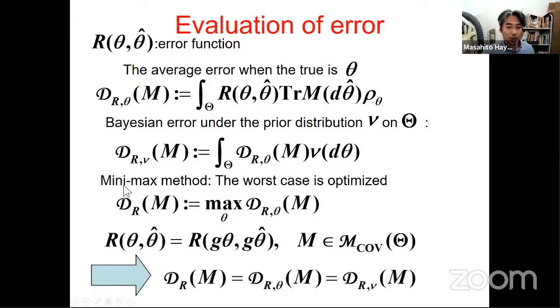And also we often consider the minimax setting. The minimax setting considers the following. We consider the worst case of this error. So we have this one. Always this quantity is larger than this one.